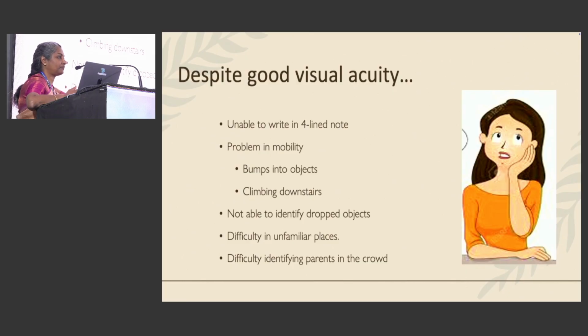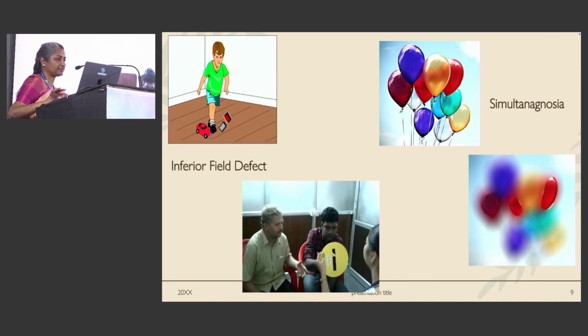Difficulty in unfamiliar places is because of the where pathway. The where pathway is very important. CVI causes dorsal stream and ventral stream abnormalities, and any of those issues can cause difficulty in finding the route and also finding the classroom. And the inability to identify the parents in a crowd may be because of crowding and simultanagnosia and other features. So there are so many problems which are possible even in a child with a good visual acuity.